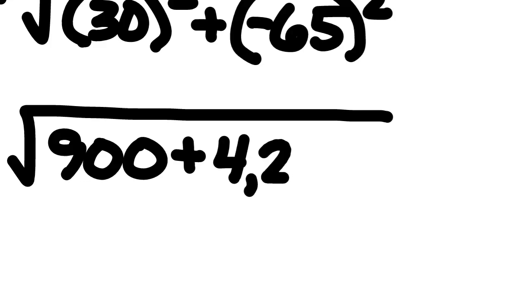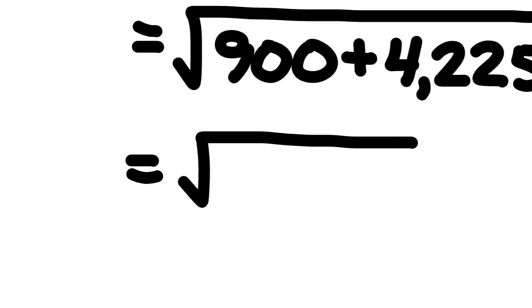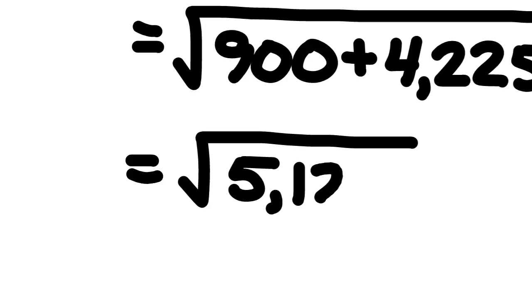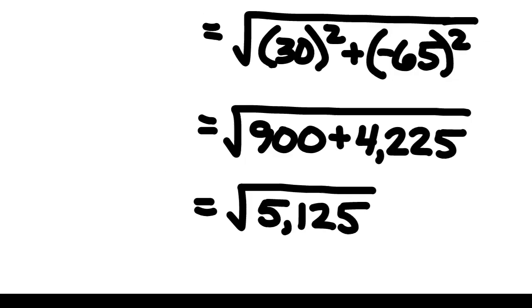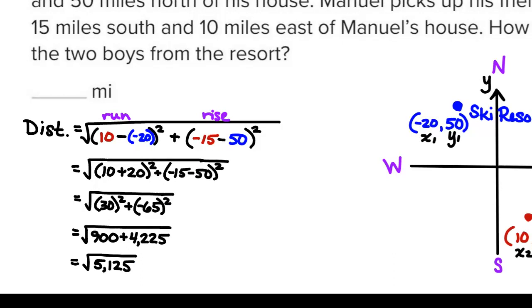$4,225. So I add 900 and 4,225. 5,125. And then what do I need to do? Square root. So I'm going to grab my calculator. I'm going to square root that.